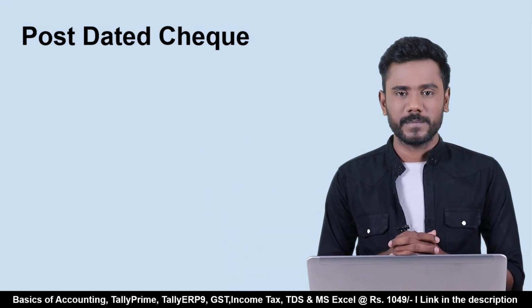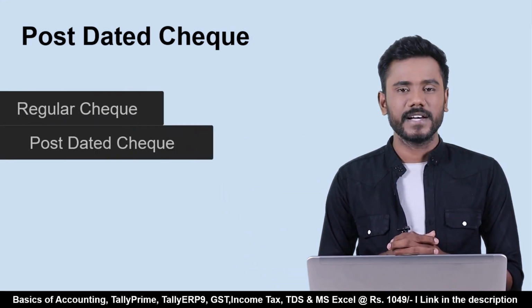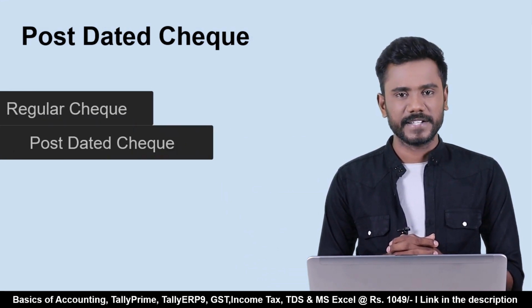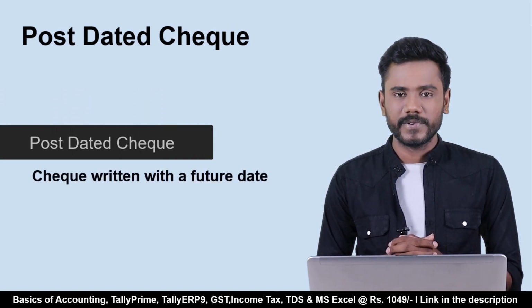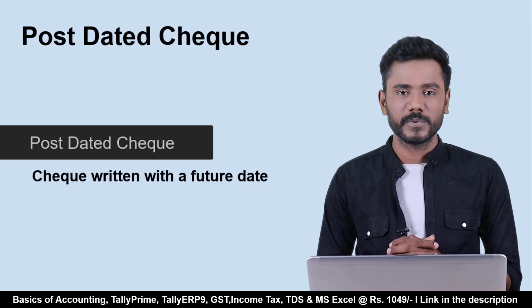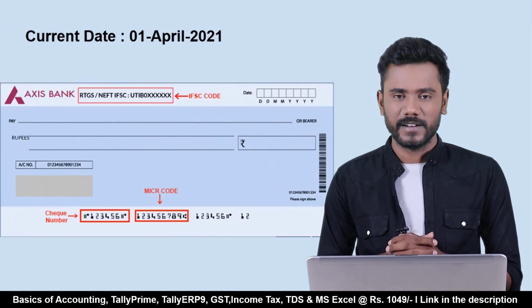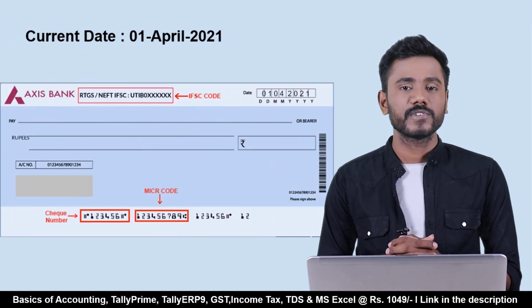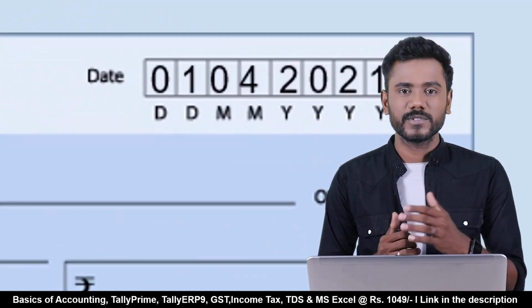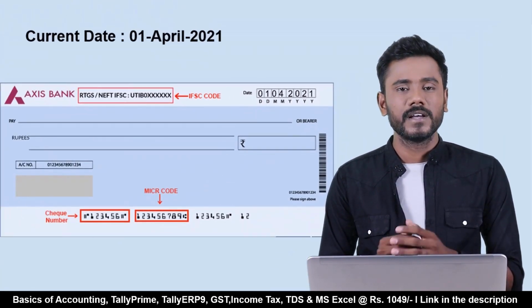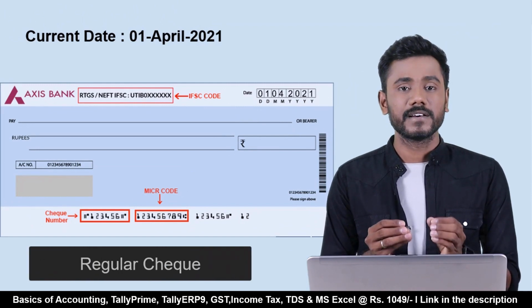See, checks are of two types. One is regular checks and the other is post-dated checks. A check which is written with a future date is known as a post-dated check. For example, you are on 1st April, and on 1st April you are receiving a check. On the check, the date mentioned is 1st April. Then the check will be called a regular check.